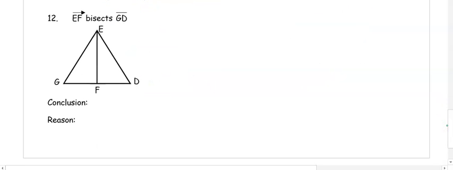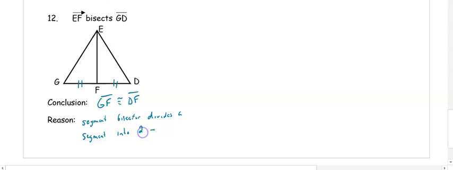In number 12, EF bisects GD. So it is bisecting this segment. So we would say that segment GF is congruent to segment DF. And our reason here is that a segment bisector divides a segment into two congruent segments.